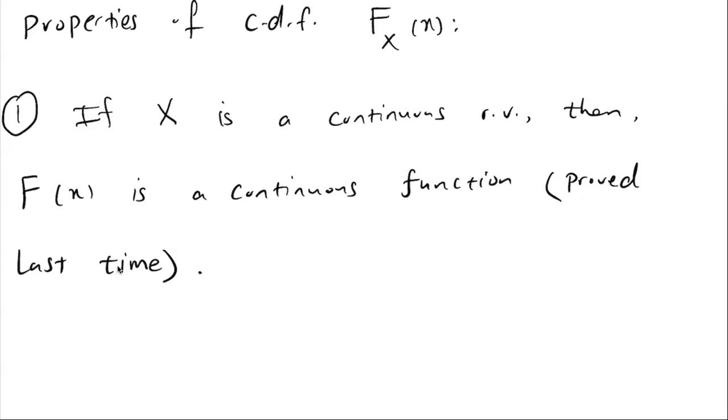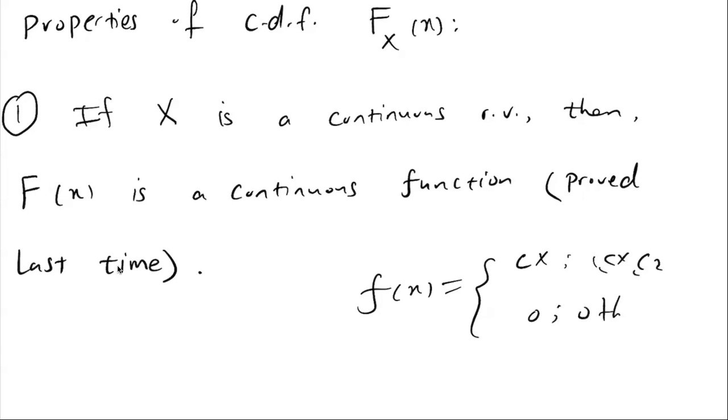So we saw that the PDF, small f of x, does not have to be continuous. Even if the random variable is continuous, the PDF does not have to be continuous. But the CDF has to be always continuous as long as we have a continuous random variable. So we saw some examples last time. For example, the PDF could have been Cx if x is between 1 and 2, if you remember, and 0 otherwise. So in that case, the PDF was obviously discontinuous. But even in this case, the CDF, when we calculated it, turned out to be continuous.